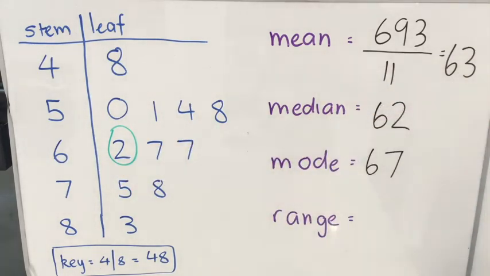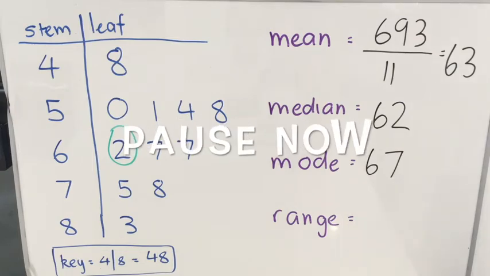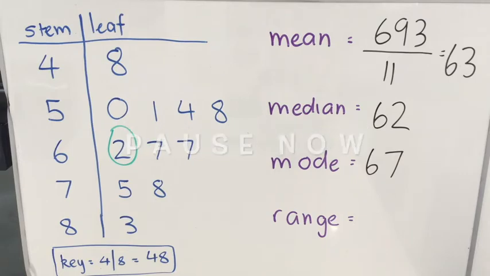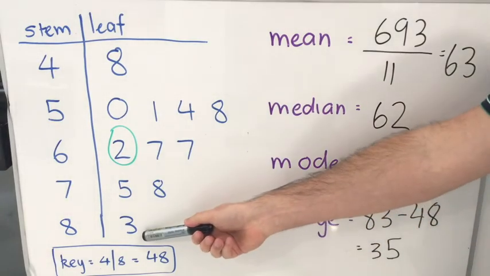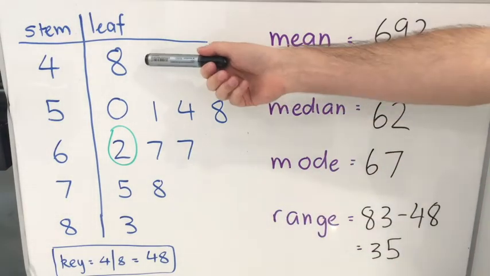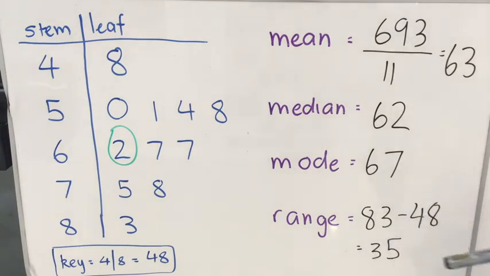Remember, these are big numbers. We're talking about speeds of cars. So don't forget about the stem. Last one, range. Look at your notes to remember what range means. Highest number minus lowest number, and write down the answer. The range is 35. The fastest car was travelling at 83, and the slowest car was travelling at 48 kilometres per hour. So 83 minus 48 equals 35.